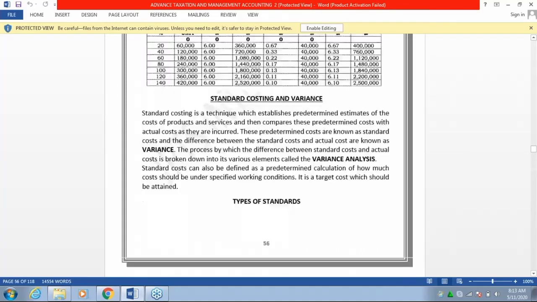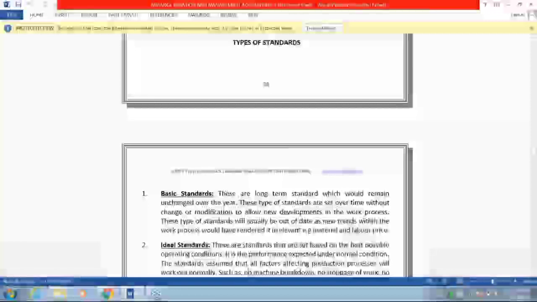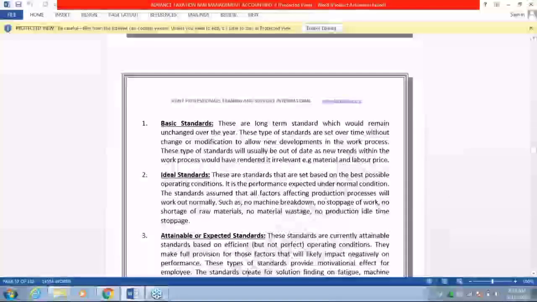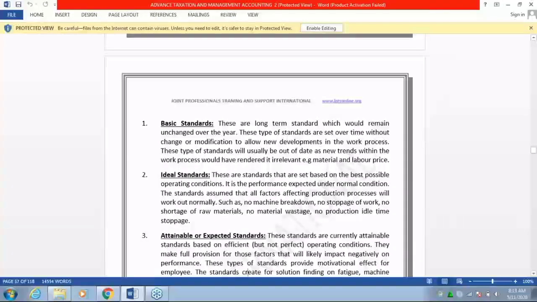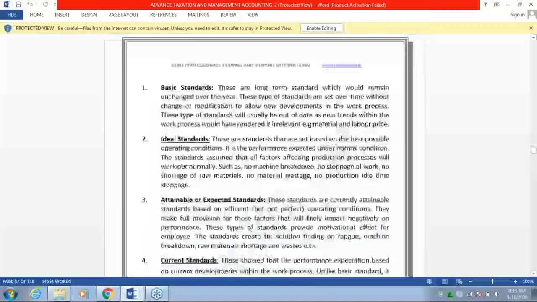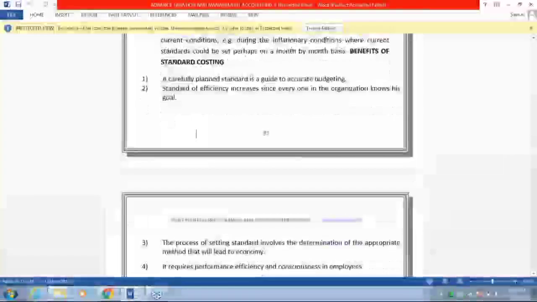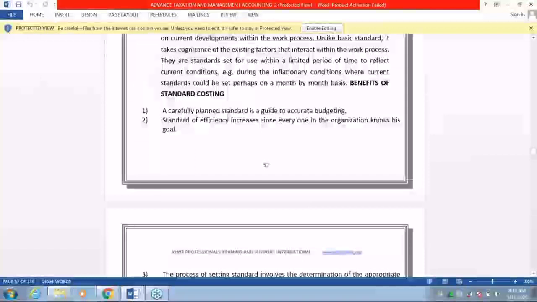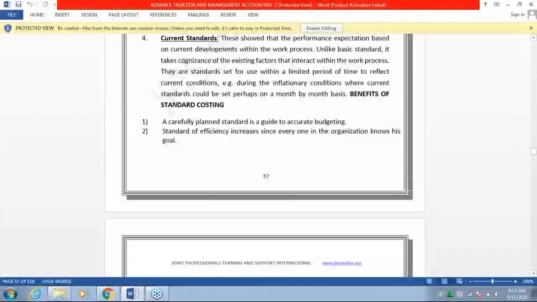What are the types of the standard? We have the basic standard, the ideal standard, the attainable or expected standard, and the current standard. So what are the benefits of standard costing? If you are talking of standard costing, what are the main benefits that it makes available to the business entity?